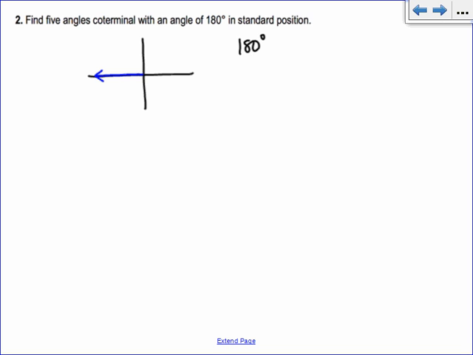540. Right, you could add 360, and Yaya said 540. That's a good one. Julie, what are you saying? Yeah, you can subtract 360 and get negative 180.